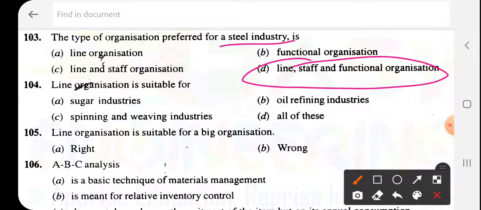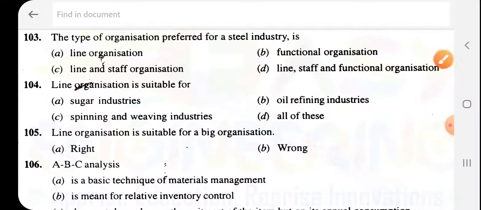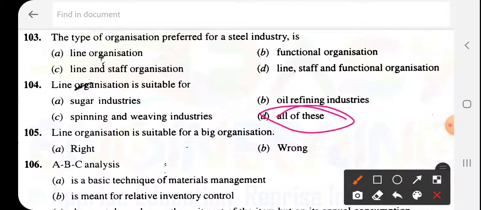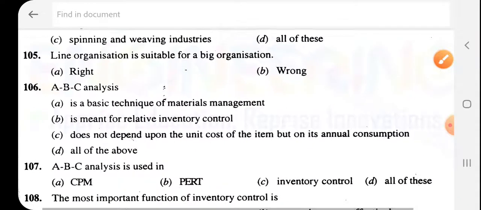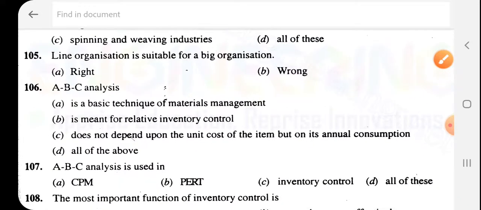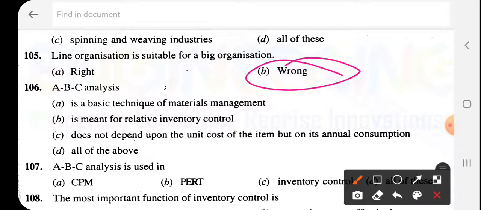Line organization is suitable for all of the above, in a systematic line: the sugar industries, oil refining industries, spinning and weaving industries. So line organization is suitable for all of these. Line organization suitable for a big organization? That is wrong, it is not for a big organization.